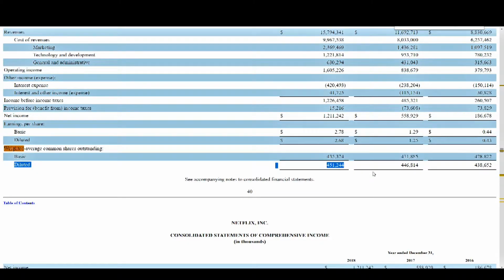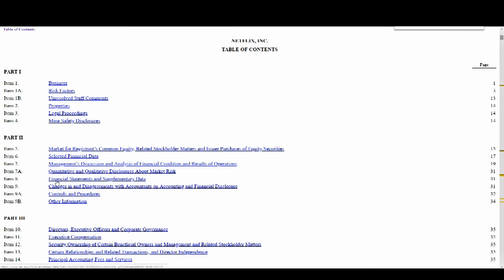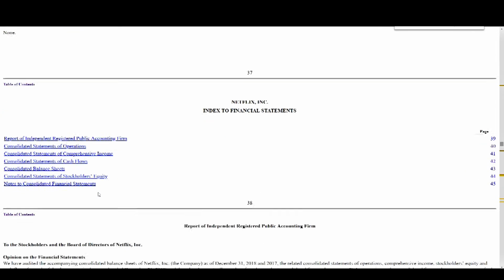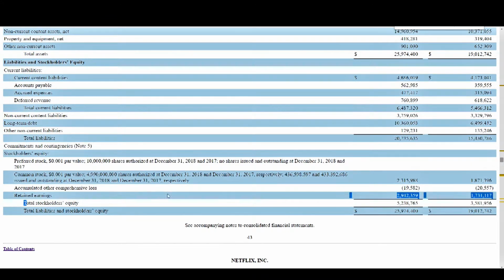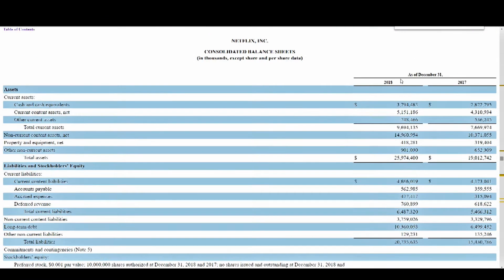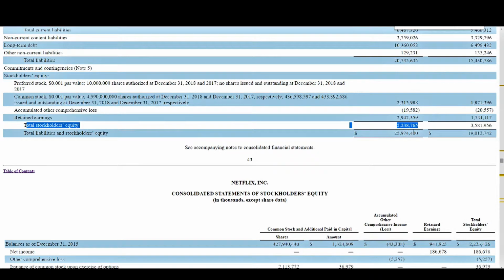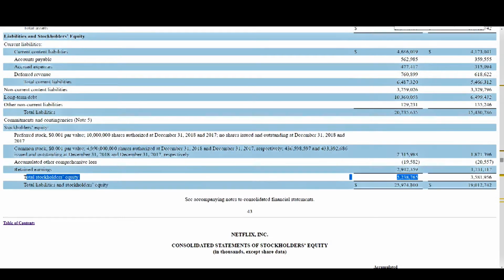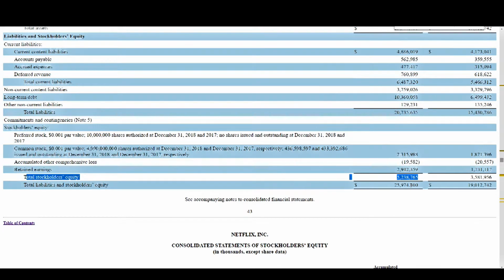And now your equity. This is the 10K that I pulled up for Netflix. I'm going to navigate to the table of contents, and then financial statements and supplementary data. That's where you can pull up all the financial statements. Let's scroll down. Okay, consolidated balance sheet. This is the balance sheet for Netflix. Their total shareholders' equity as of December 31st, 2018 is this number right here, 5,238,765, and that's in thousands. So we're talking about billions here. So this is going to be 5,238.765.